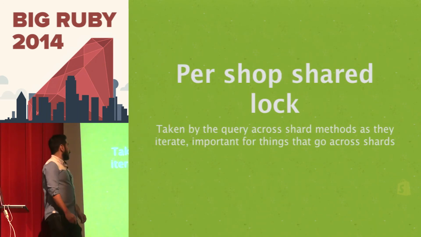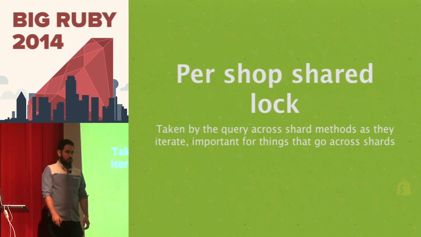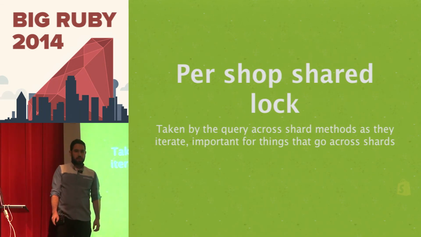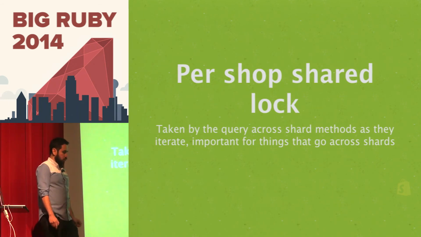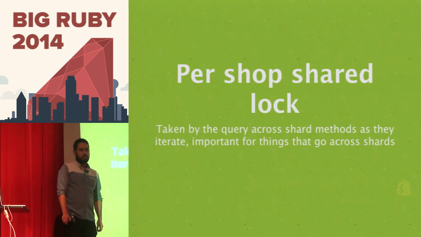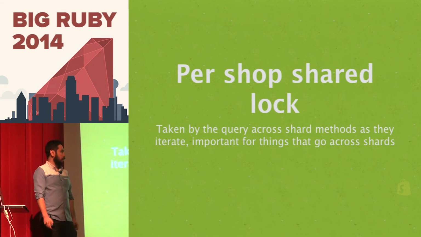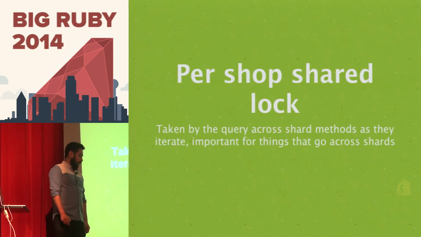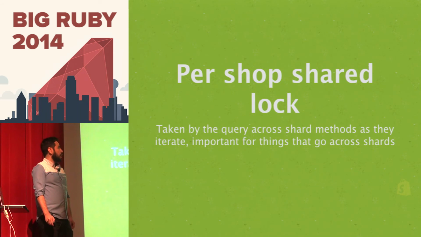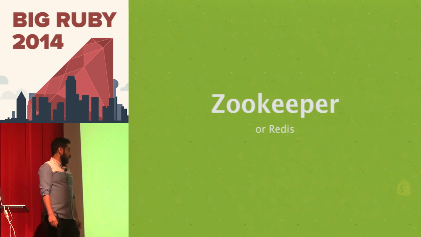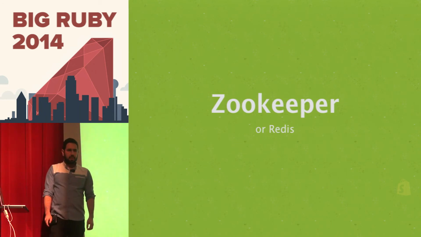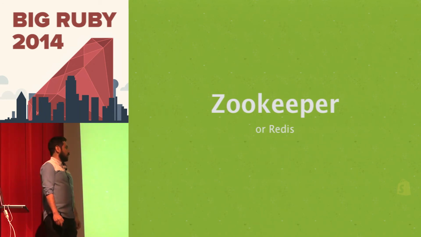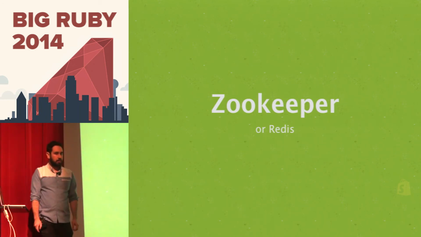And we have a per-shop shared lock. This one is taken by things that are iterating over a shop, so it only locks a shop at a time. And when you bump into a shop that is locked, the user has to decide what to do. They can either raise or ignore the data from that shop. The locks were implemented with Zookeeper. We had some configuration problems with Zookeeper. We actually fell back to Redis, but we're going back to Zookeeper because it's just the better locking strategy.